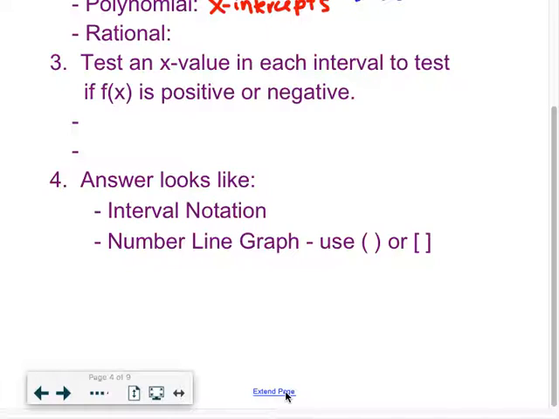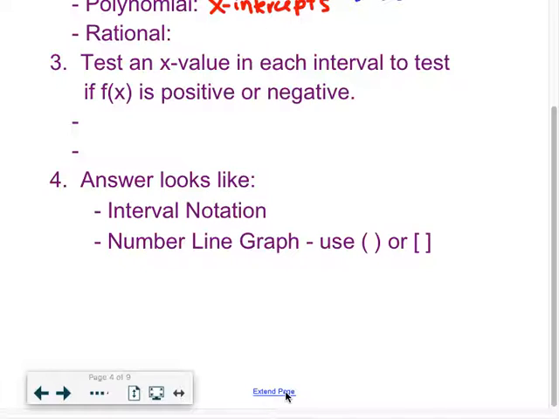There's two spots right here. I have two things that I'm going to warn you to be really careful about when we get to rational functions. So if you want to leave a little bit of space after step 3, I'm going to put that in there for rational functions. And then step 4 is how to write your answer.